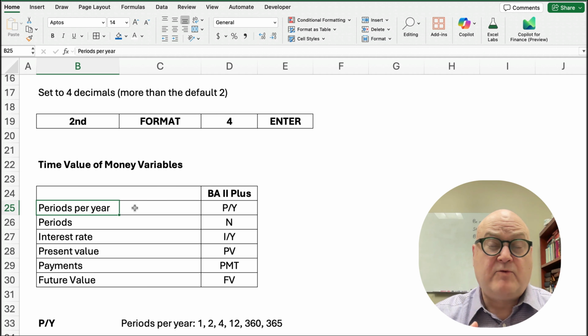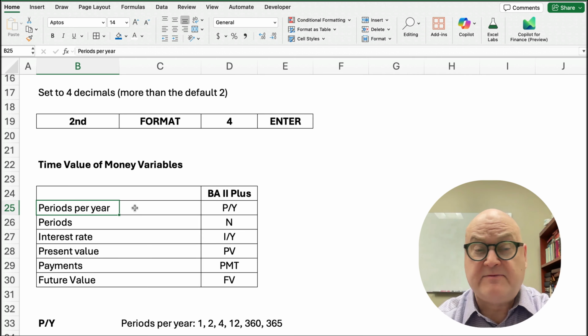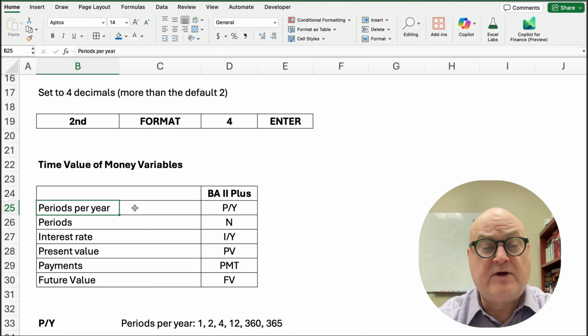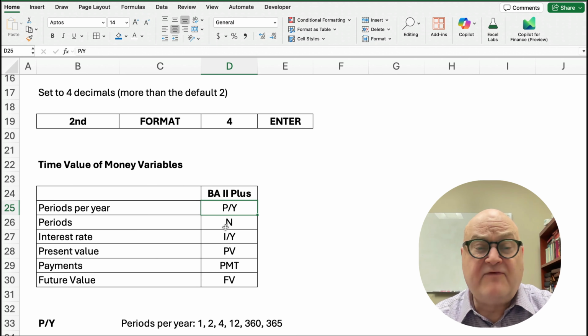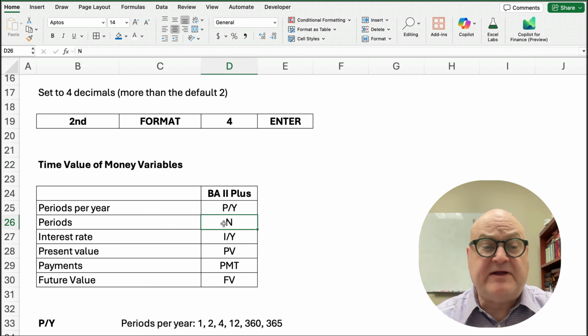Now, if we're working with a problem where the interest is compounded annually, then the number of periods would be years, so 5 years, and so on. But if we worked with a problem that is semi-annual, then it would be times 2. So 5 years times 2 would be 10 periods. And it could be monthly. 5 years times 12 months is 60 months. So we always want to convert this into the periods per year. And then the number of periods would be the 60 or whatever. So the periods per year would be 12, and 5 years times 12 would be 60 periods.